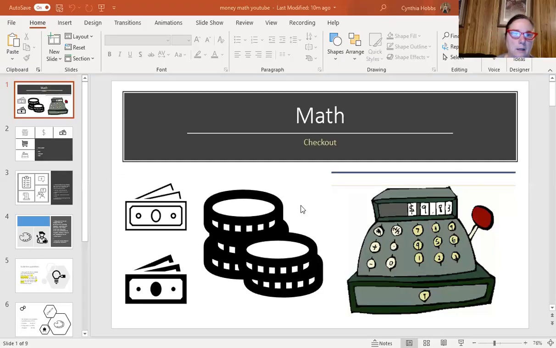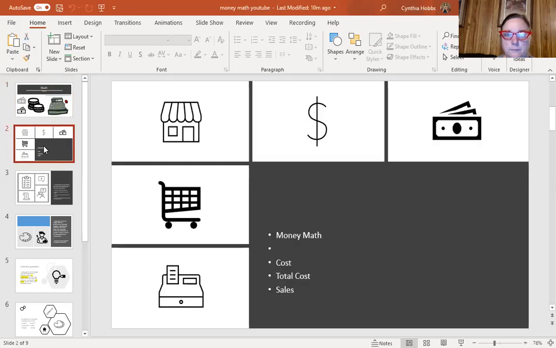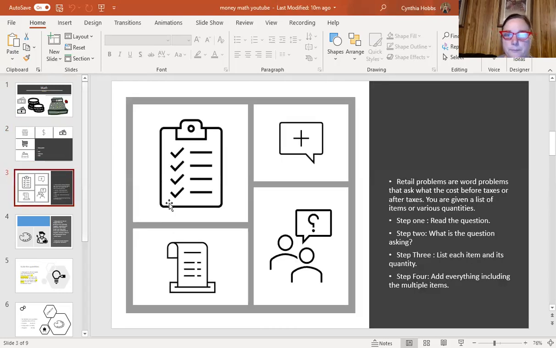So I'm going to share. So this is what you're going to see when you get to the checkout. So we're going to talk about cost before taxes, total cost after taxes, and if there was a sale, how much you would save. So let's go to the next one.